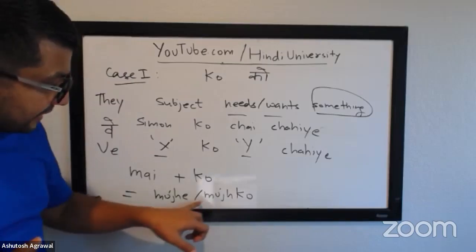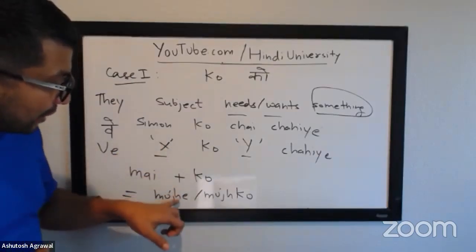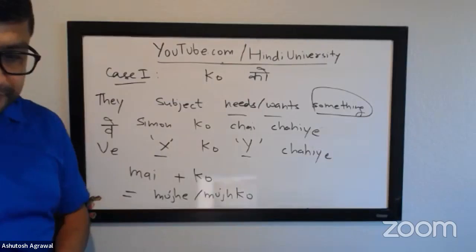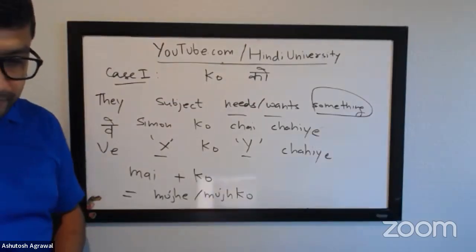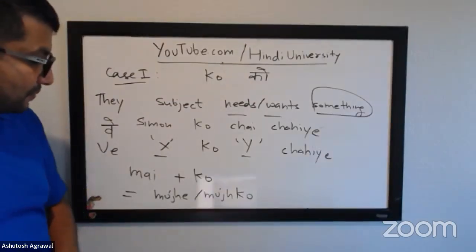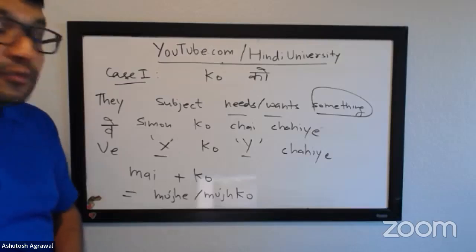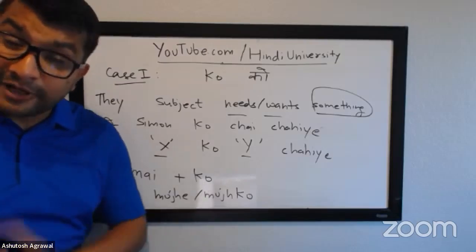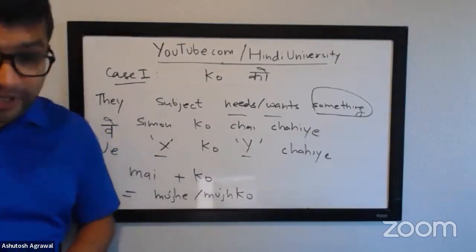Linda ji, you want to make one sentence where you're using a pronoun with ko? मुझको कलम चाहिए. मुझको काम चाहिए. I need work. Very good, right? Very good sentence. I need work. मुझको काम चाहिए.